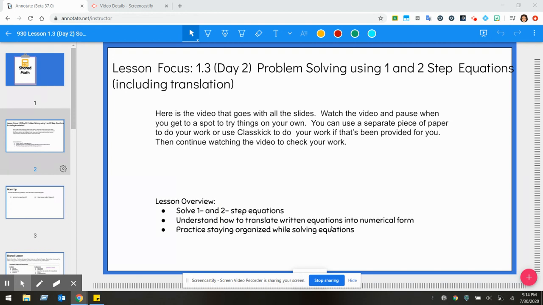It's very similar to yesterday's lesson, only today's lesson includes translating written words into equations. So the overview of the lesson is still solving 1 and 2-step equations like we did previously. We're going to understand how to translate written words into numerical form. So we're going to focus on equations today, but you can also see this as in expressions as well. We're also going to practice staying organized while we continue solving equations.